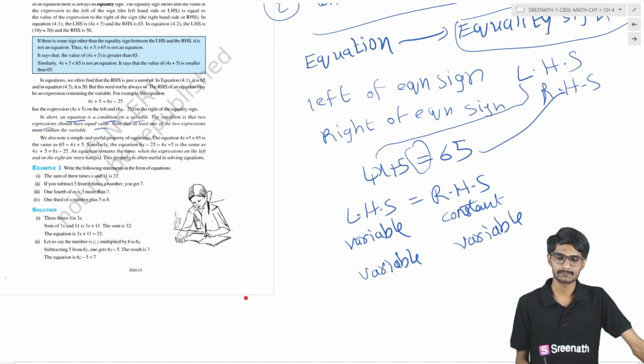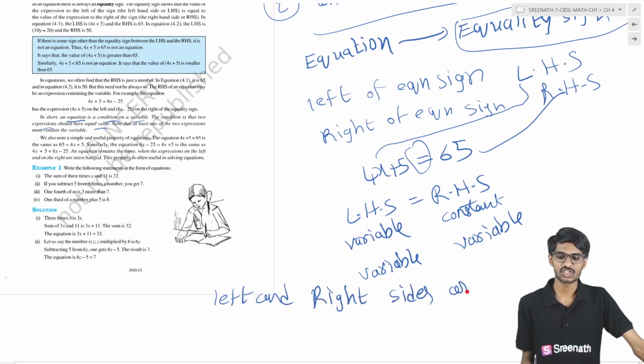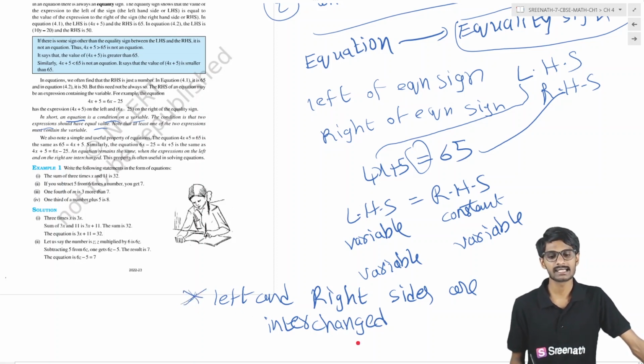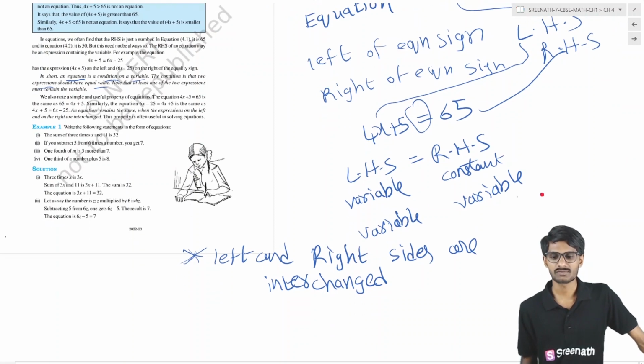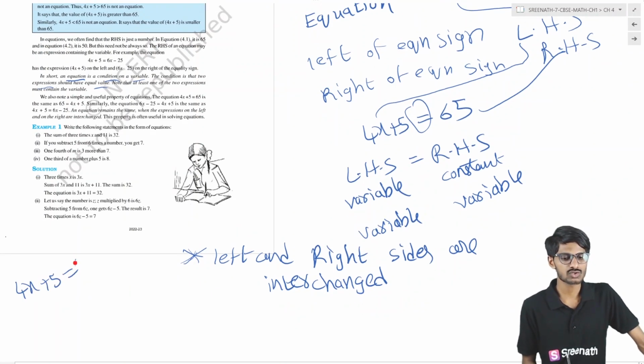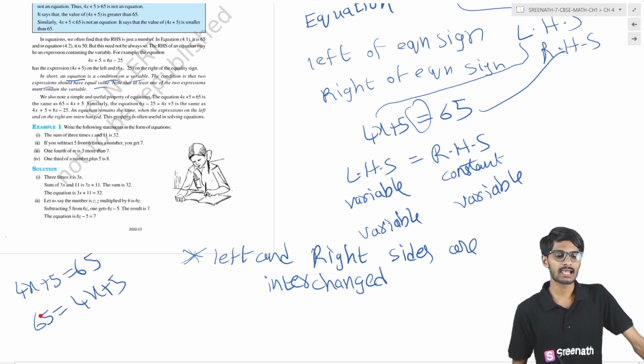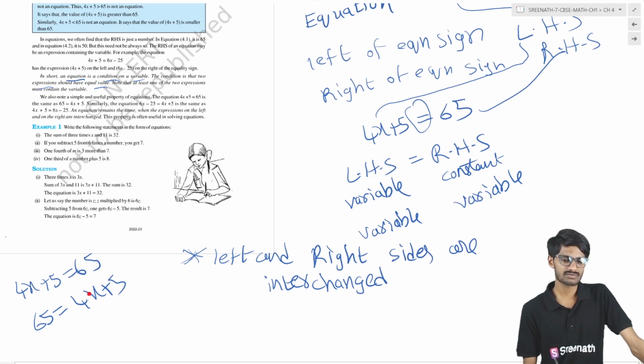Even though left and right hand sides are interchanged, the equation remains the same. Suppose 4x plus 5 is equal to 65, which is similar to 65 equal to 4x plus 5. In this, LHS is 65, which is a constant. RHS is 4x plus 5, which is an expression with a variable. So there will be no change in this.